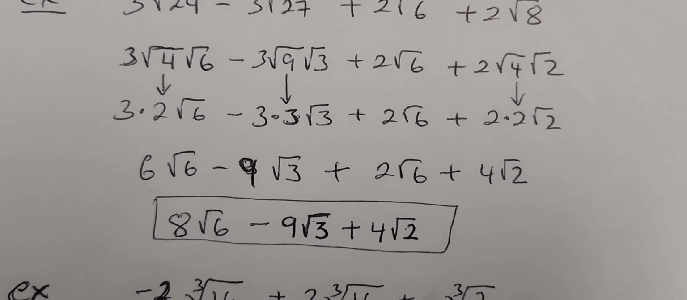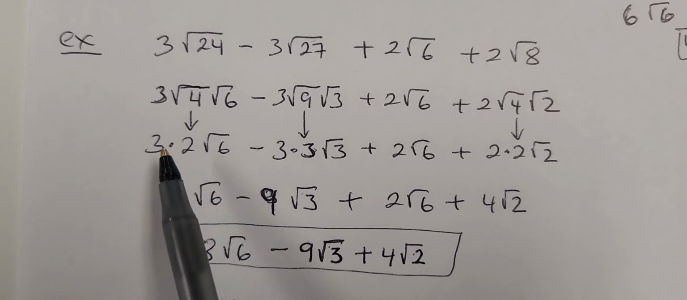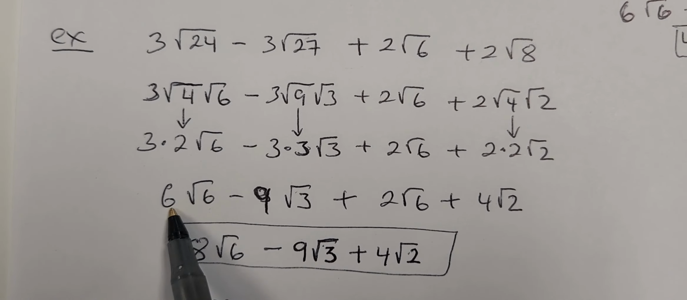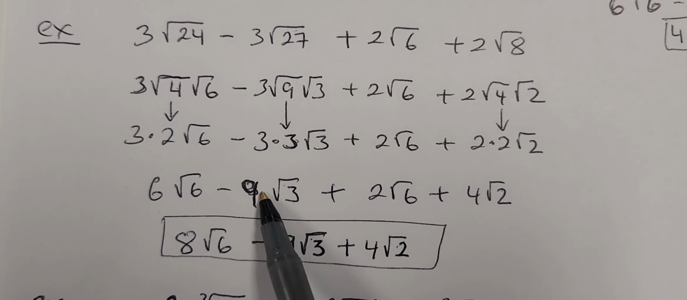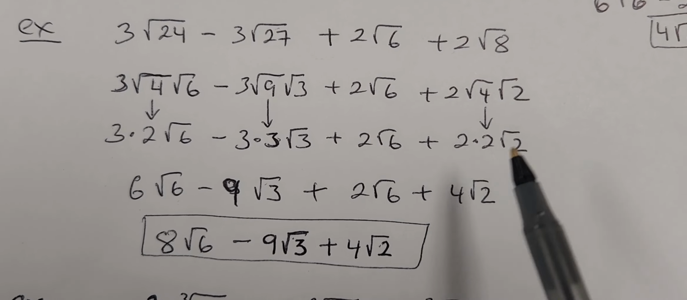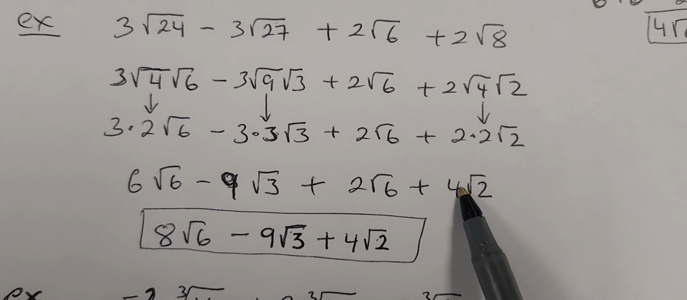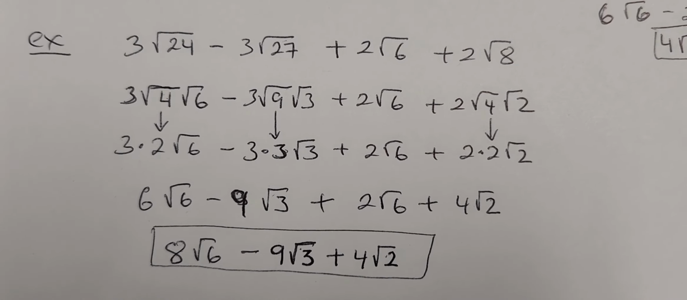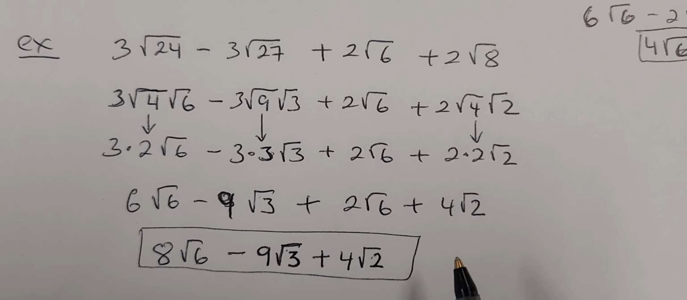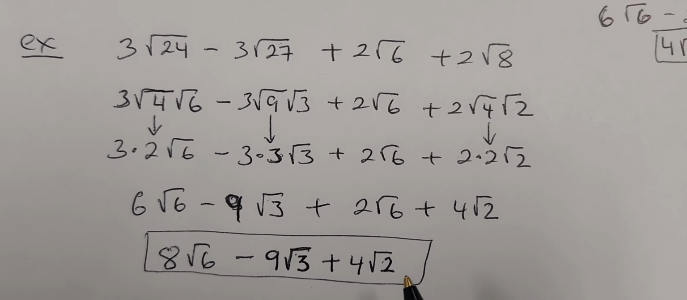Next we want to clean this up a little bit more. So 3 times 2 gives me this 6. 3 times 3 gives me this 9. This stays. And then 2 times 2 gives me this 4. Next we will add and subtract same radicals, so combine like terms.